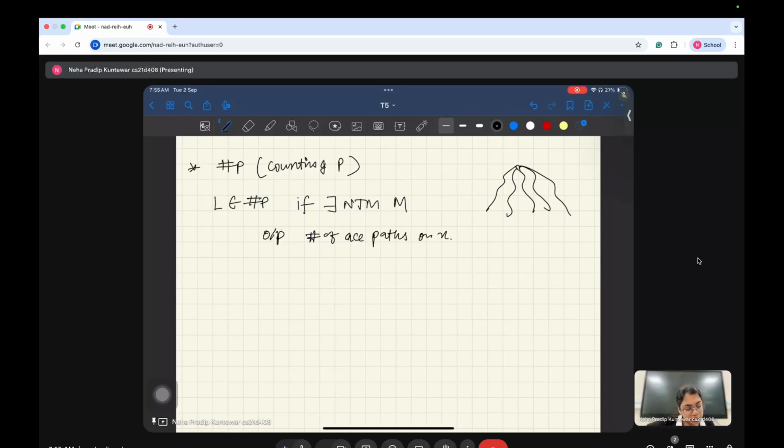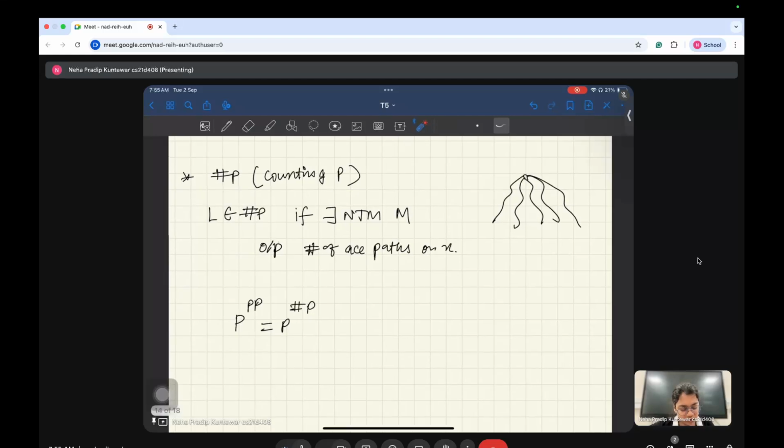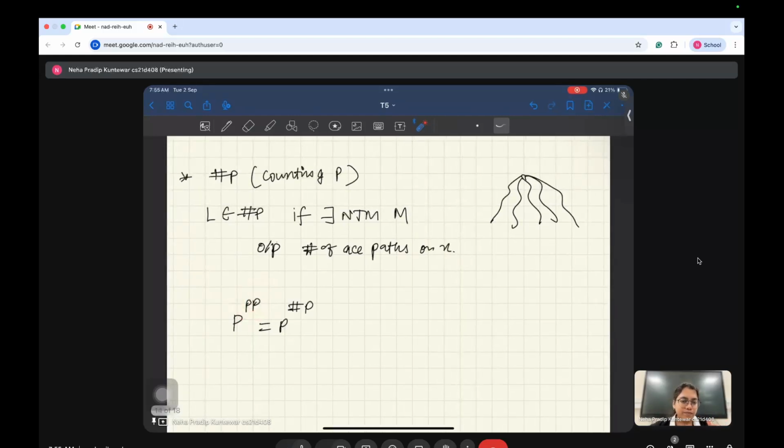So the point is that you want to show that P to the PP is as powerful as P to the sharp P. On one hand you have a very powerful machine which tells you the exact number of accepting paths. On the other hand, it's obvious that PP is contained in sharp P, because this just tells you a majority.